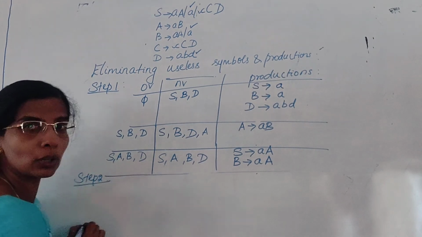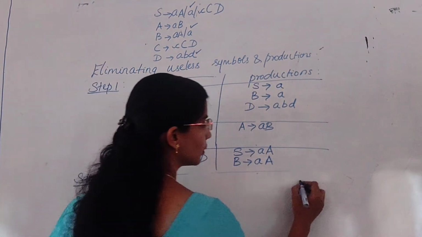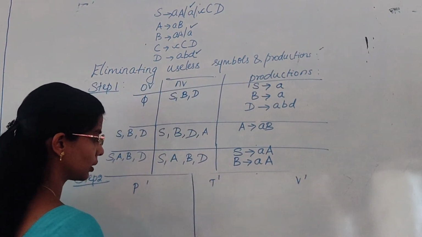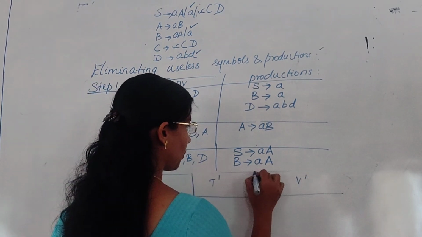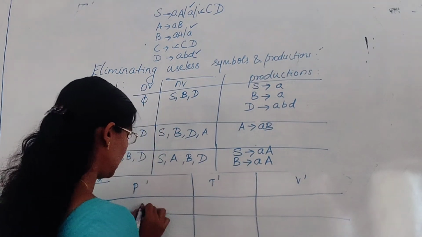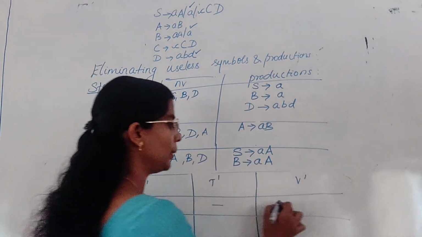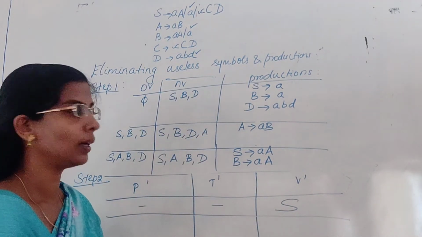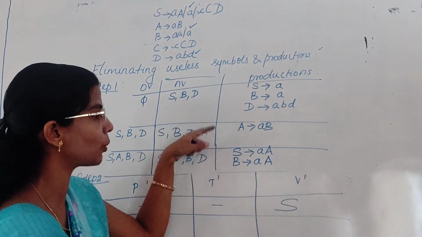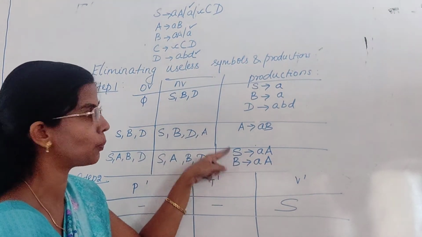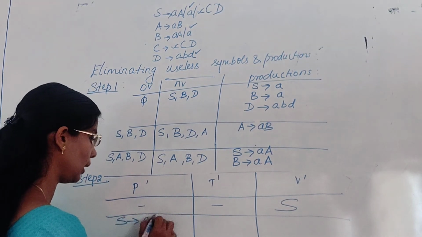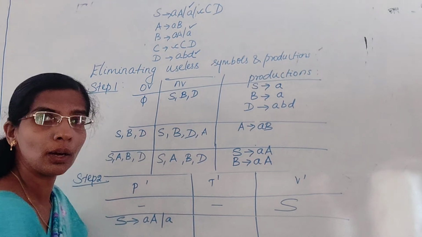Next, what is step 2? Again, I have to make a tabular column, 3 columns, V dash, T dash and P dash. Right? Initially, this P dash and T dash will be null. I will be starting with my start symbol, yes. You check step 1 and write the S productions. In step 1, how many S productions do I have? In row 3, I have one S production, and in row 1, I have one more S production. Take and write. S tends to A.